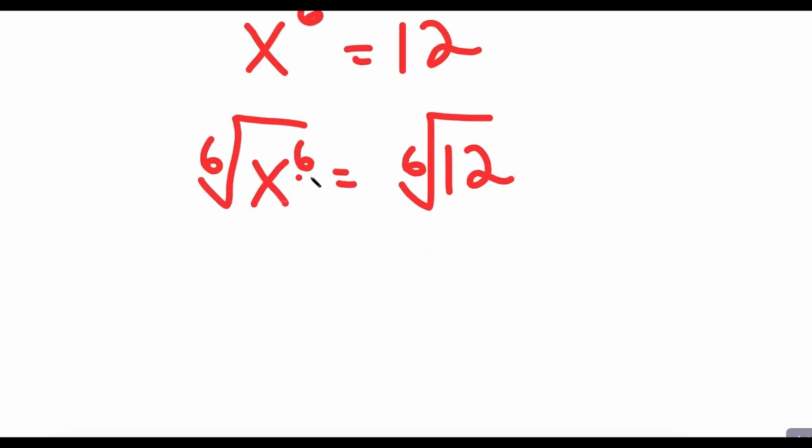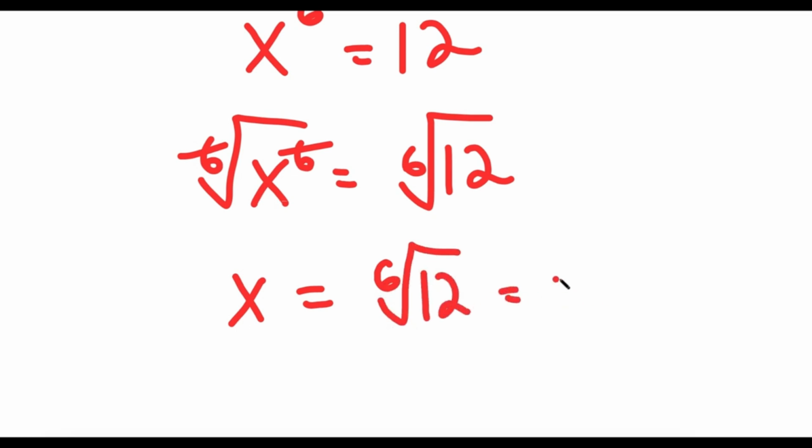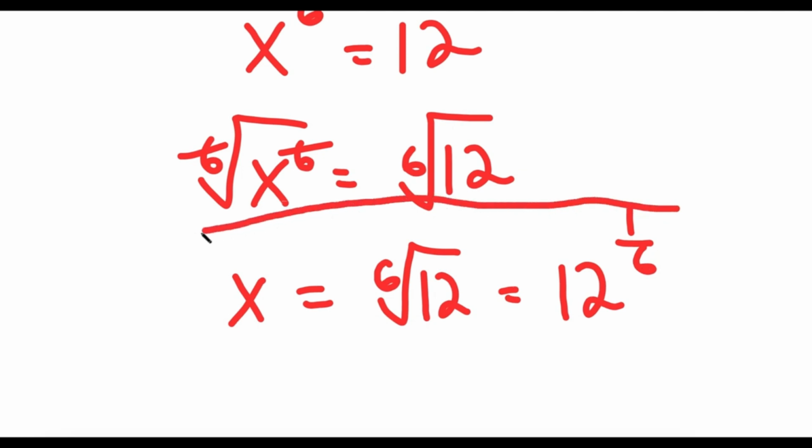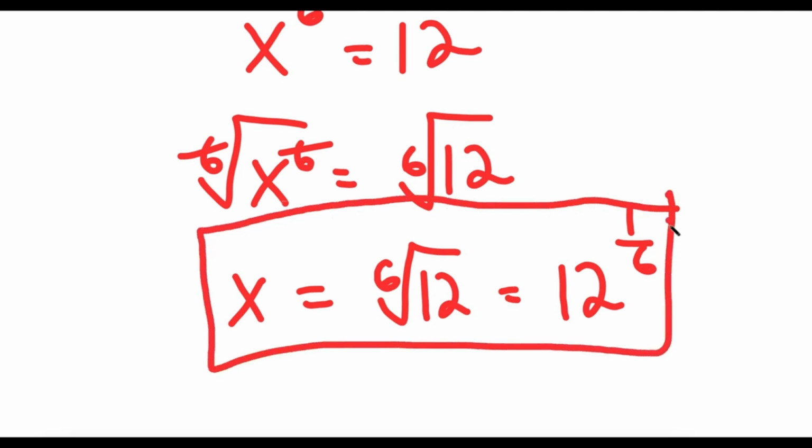So I get the 6th root of x to the power of 6 is equal to the 6th root of 12. Now the 6th root of x to the power of 6 is simply just x. So I get x is equal to the 6th root of 12, which is the same thing as 12 to the power of 1 over 6. So either of these two work. So this is my answer to this problem.